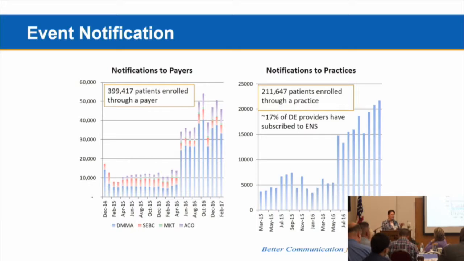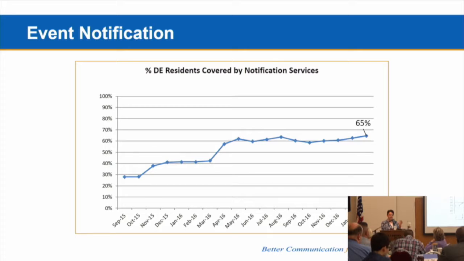Our best estimate, and it's always a little bit of Kentucky windage in this, but our best estimate right now is about 17% of Delaware providers have subscribed to this service. Not a trivial number. I'd really love to see it be more, though. And what matters even more to me is that when we look at the roster of patients on all of these notification rosters, 65% of the residents of Delaware are on somebody's roster, which I think is pretty cool, but I'd love that to be 100%.